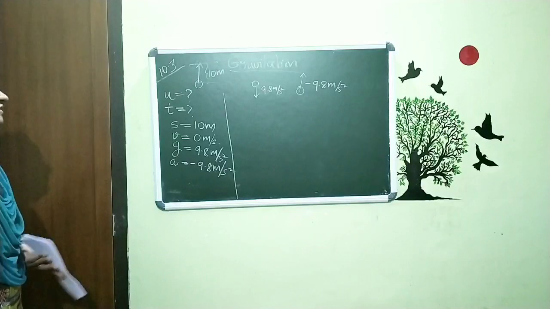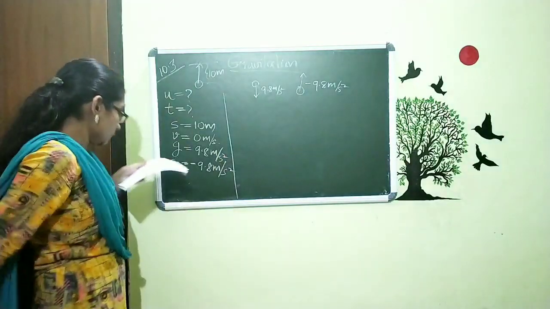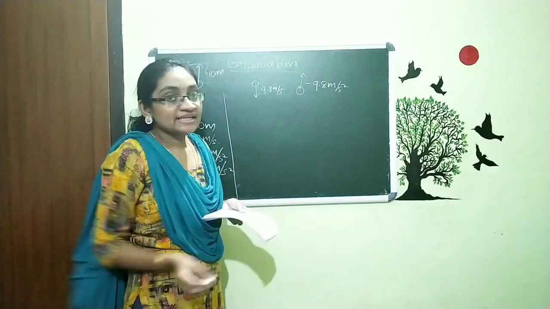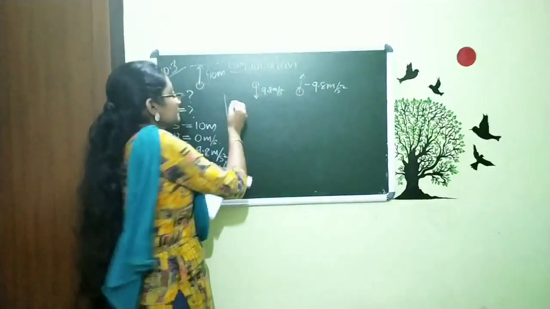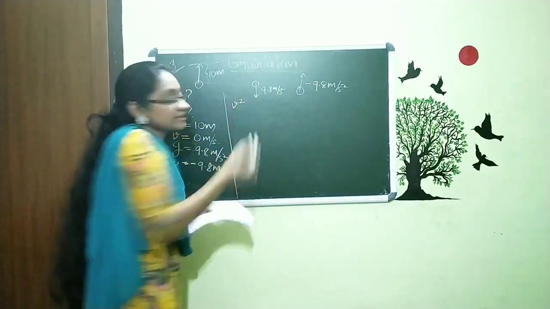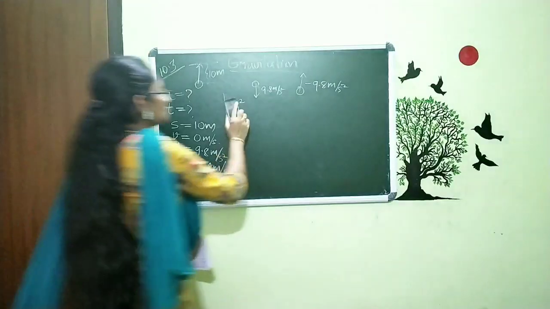Now we are going to solve this. First we want to find the u. Which equation do we select? We select the equation v square minus u square is equal to 2as.